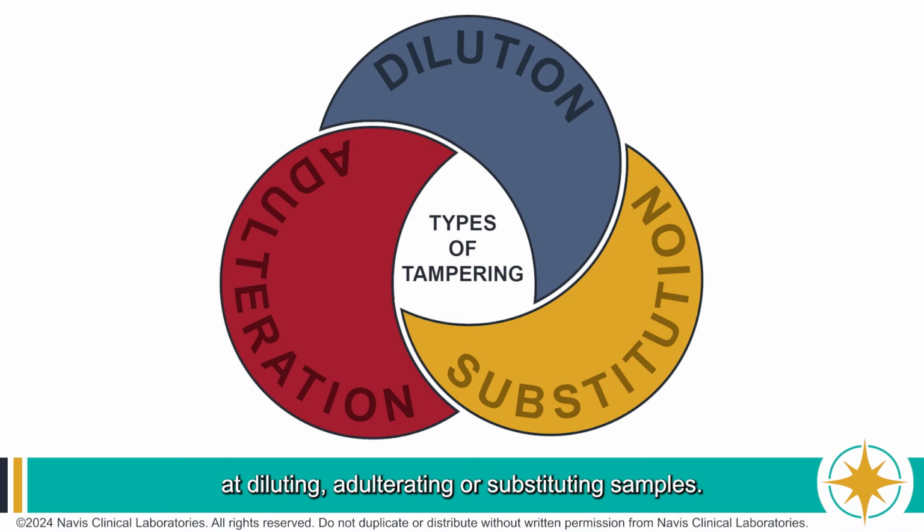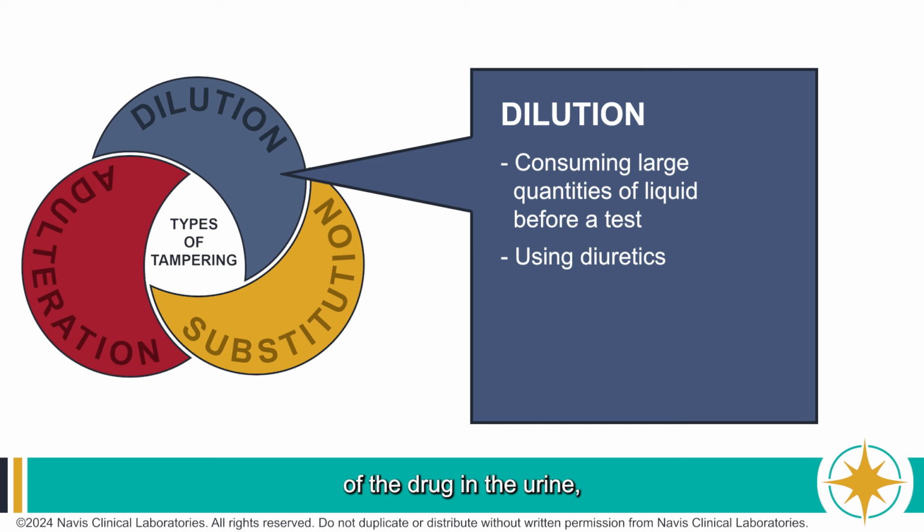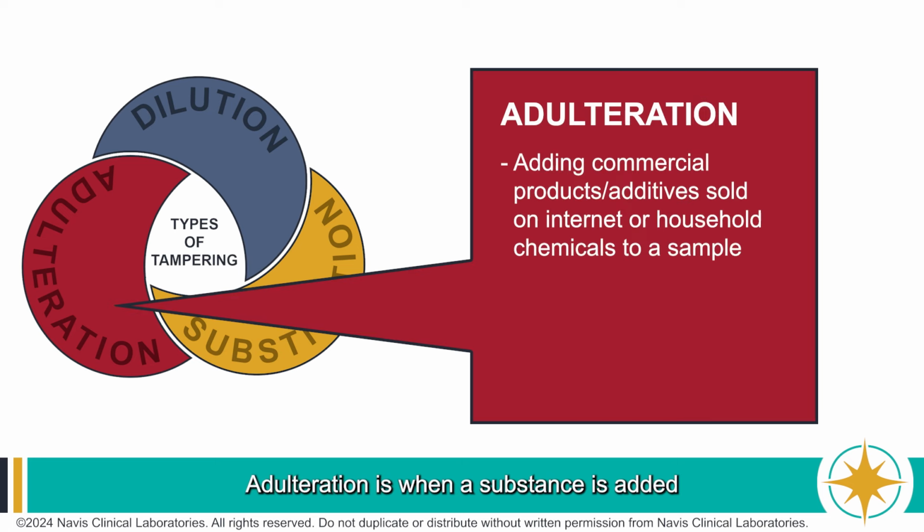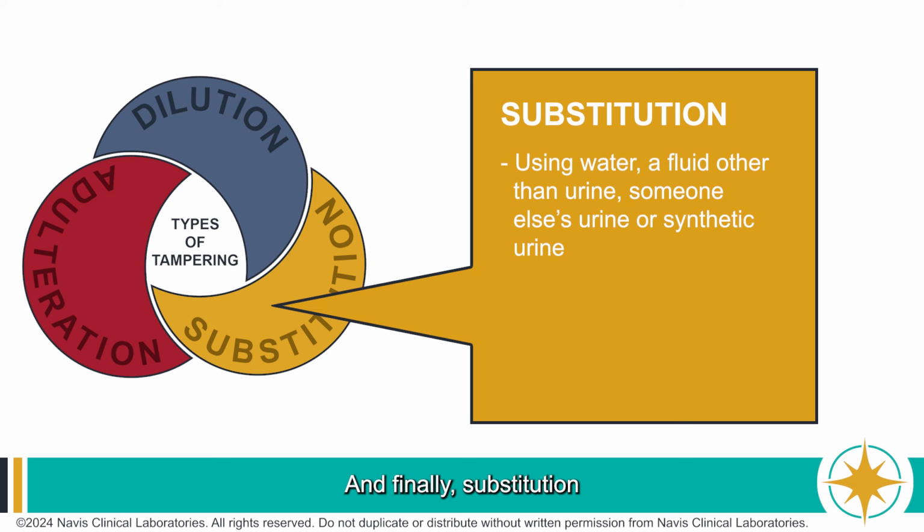Dilution can be as simple as consuming large quantities of fluids to dilute the concentration of a drug in the urine or flush the drug out of the body prior to a drug test. Adulteration is when a substance is added directly to a specimen to destroy the drug in the sample or interfere with its detection in the laboratory. And finally, substitution is when an individual submits water or another fluid, synthetic urine, or another individual's drug-free urine in place of their own.